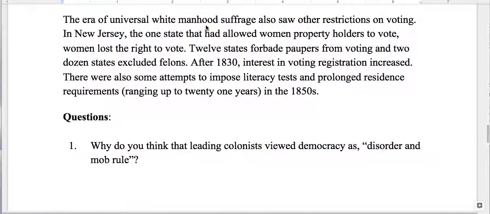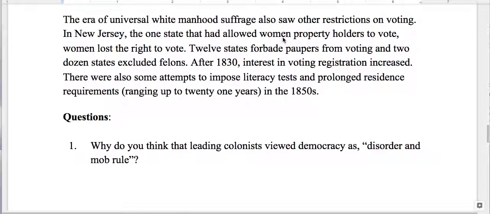The era of universal white manhood suffrage also saw other restrictions on voting. In New Jersey, the one state that had allowed women property holders to vote, women lost the right to vote. 12 states forbade paupers from voting, and 24 states excluded felons. A pauper is a poor person, a felon is somebody who committed a crime. After 1830, interest in voting registration increased. There were also some attempts to impose literacy tests and prolonged residence requirements ranging up to 21 years in the 1850s. So, we see that other restrictions have been placed on voting.